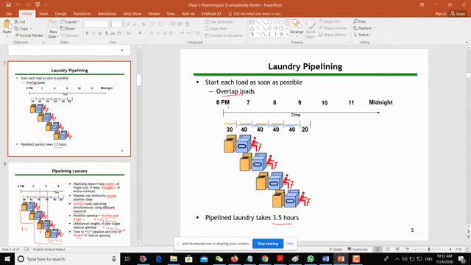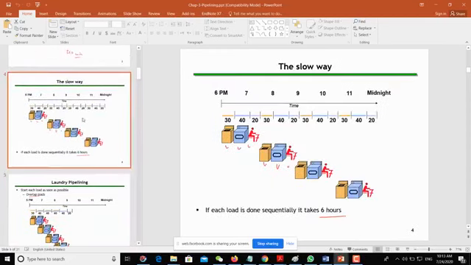So it starts at 6 p.m. and until 9:30 we are finished with our job, and the pipeline laundry takes almost 3.5 hours. If you consider not involving the pipelining mechanism, it takes longer. Here you can see the example on the previous slides. You see there is no proper pipelining, so it takes almost 6 hours.